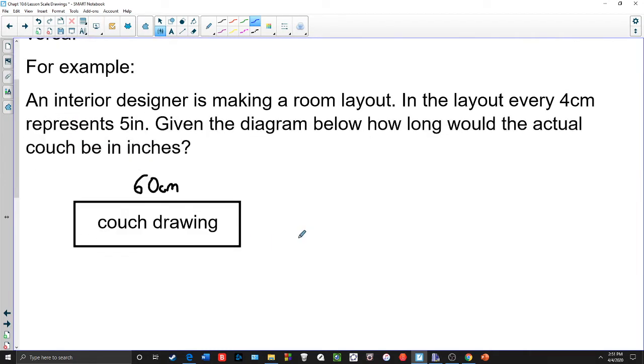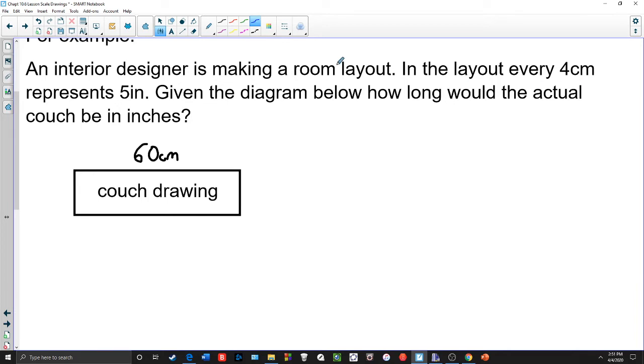An interior decorator is making a room layout. In the layout, every 4 centimeters represents 5 inches. Given the diagram below, how long would the actual couch be in inches?